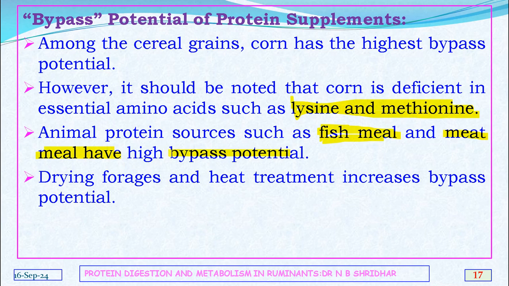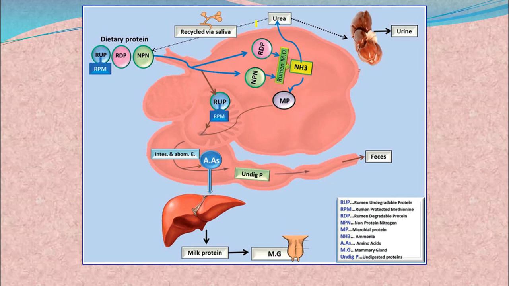So these have high bypass potential. Drying forages and heat treatment increases the bypass potential. It means if you dry the cake properly, or if you sterilize it with heat and subject it to high temperature, then the bypassing will be increased. That's the thing.